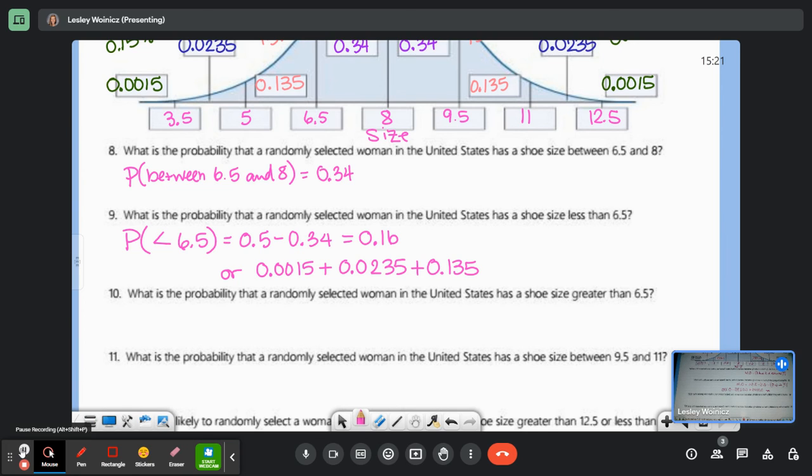What is the probability that a randomly selected woman in the U.S. has a shoe size greater than 6.5? Isn't it 100% minus that 16%? Yes. So it's 0.84, good. 1.00 minus 0.16. See, sometimes subtracting is easier.